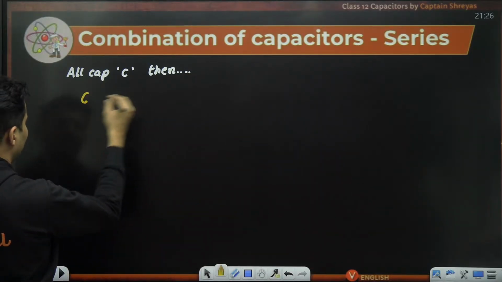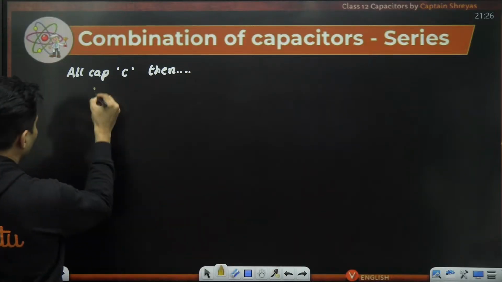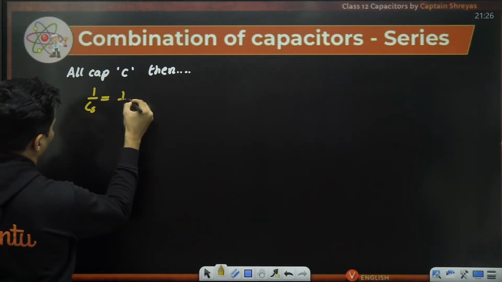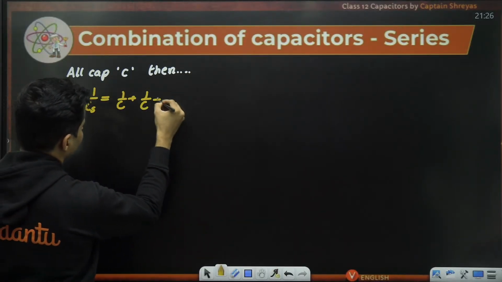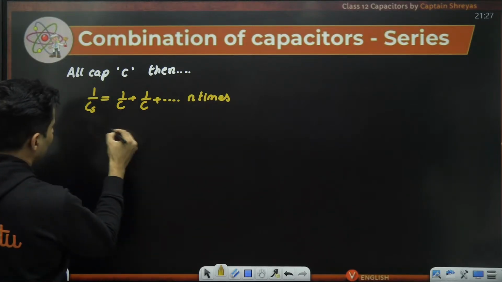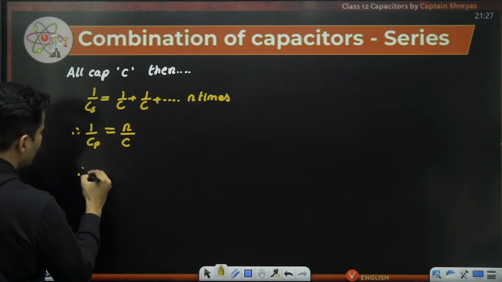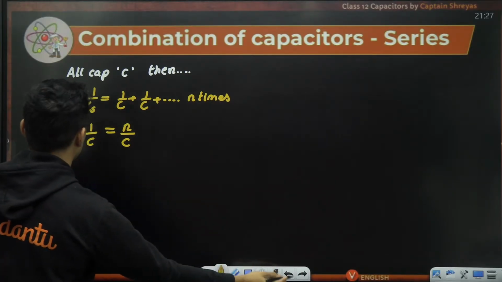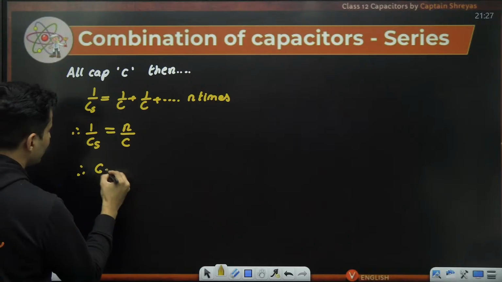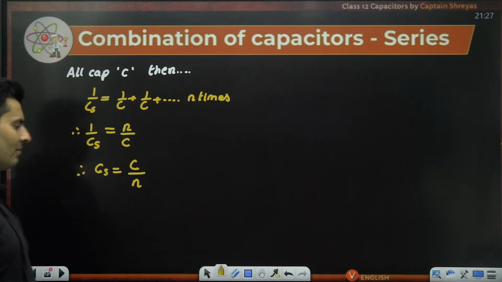All the capacitors are C, then the net capacitor in series will be nothing but 1 by Cs is equal to 1 by C plus 1 by C, like that, n number of times. So this is as good as saying n by C is 1 by Cs. So therefore, Cs, take reciprocal, will be C by n.